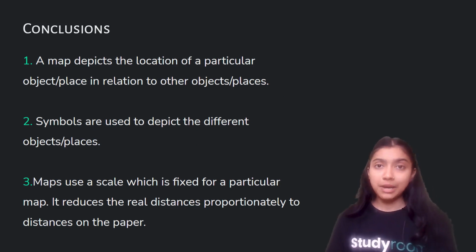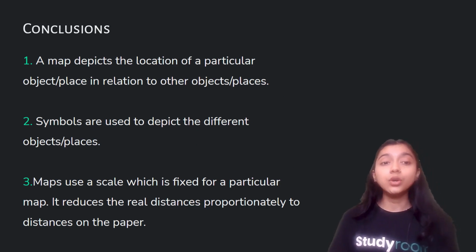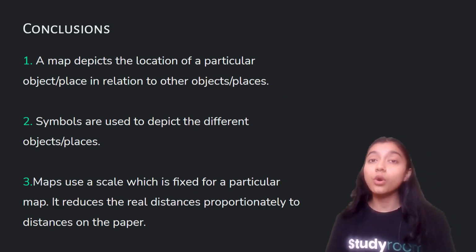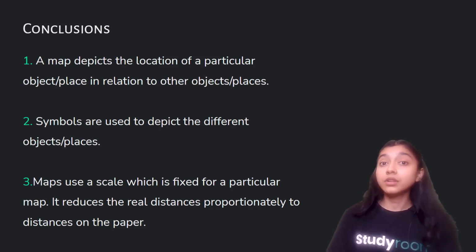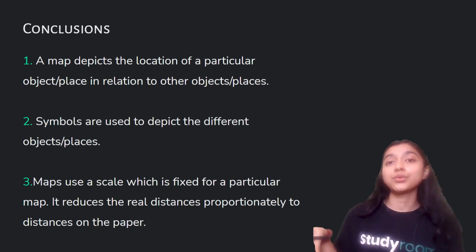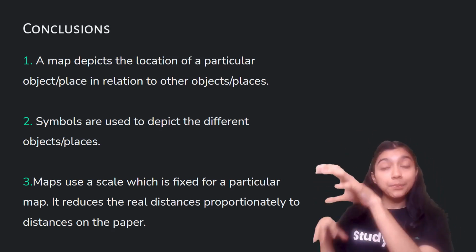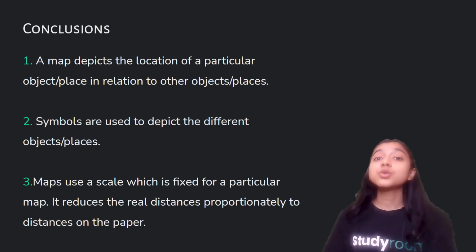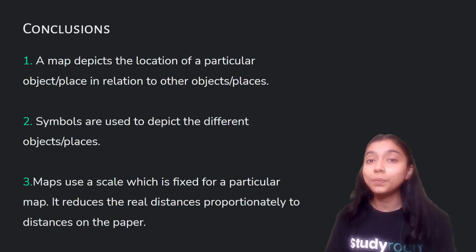So, why do we learn mapping? Mapping is basically learned in order to depict the location of a particular object or a place in relation to the other object. If I want to depict the location of my house with respect to the railway station, I will be depicting it on a map. So a map is very useful if I have to depict the location between the two places.